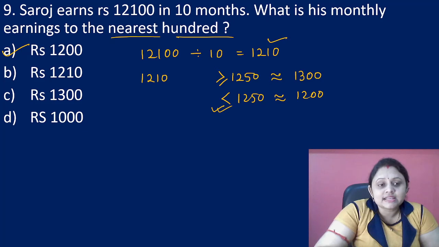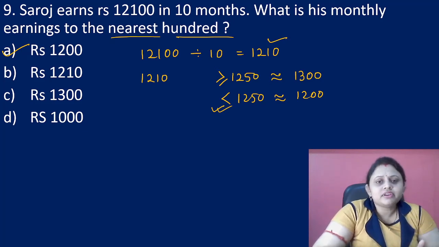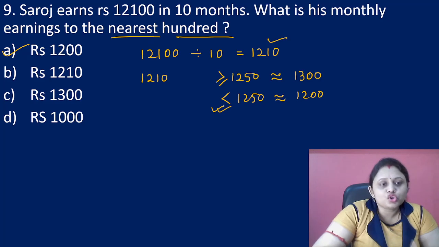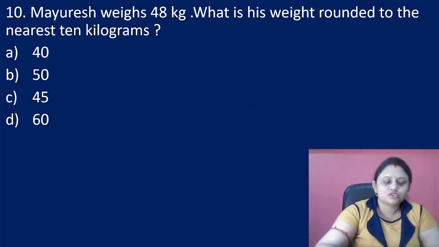It is the exact value. Okay, you just don't need to divide the number and write the value. No, it is 1210, we know, but we have to find out the nearest 100. So the answer will be 1200. So you should not go with option B. Okay, चलो, let's move to the next question.